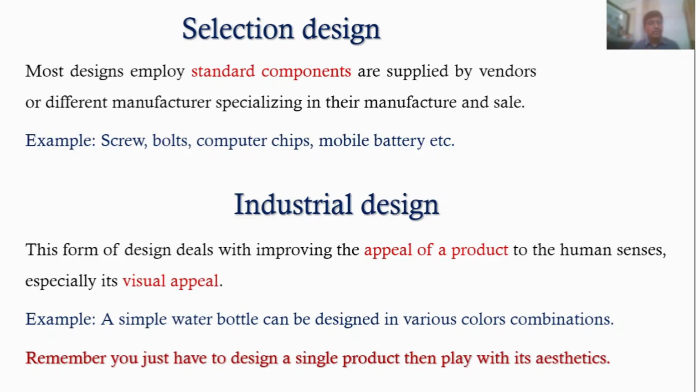Now what you are going to do is enhance the aesthetics of that water bottle. You design hundreds of water bottles in different colors. These types of design come under the industrial design concept. So basically what you have to remember is you design a single product and then play with its aesthetics. So this is the complete summary of different types of design.